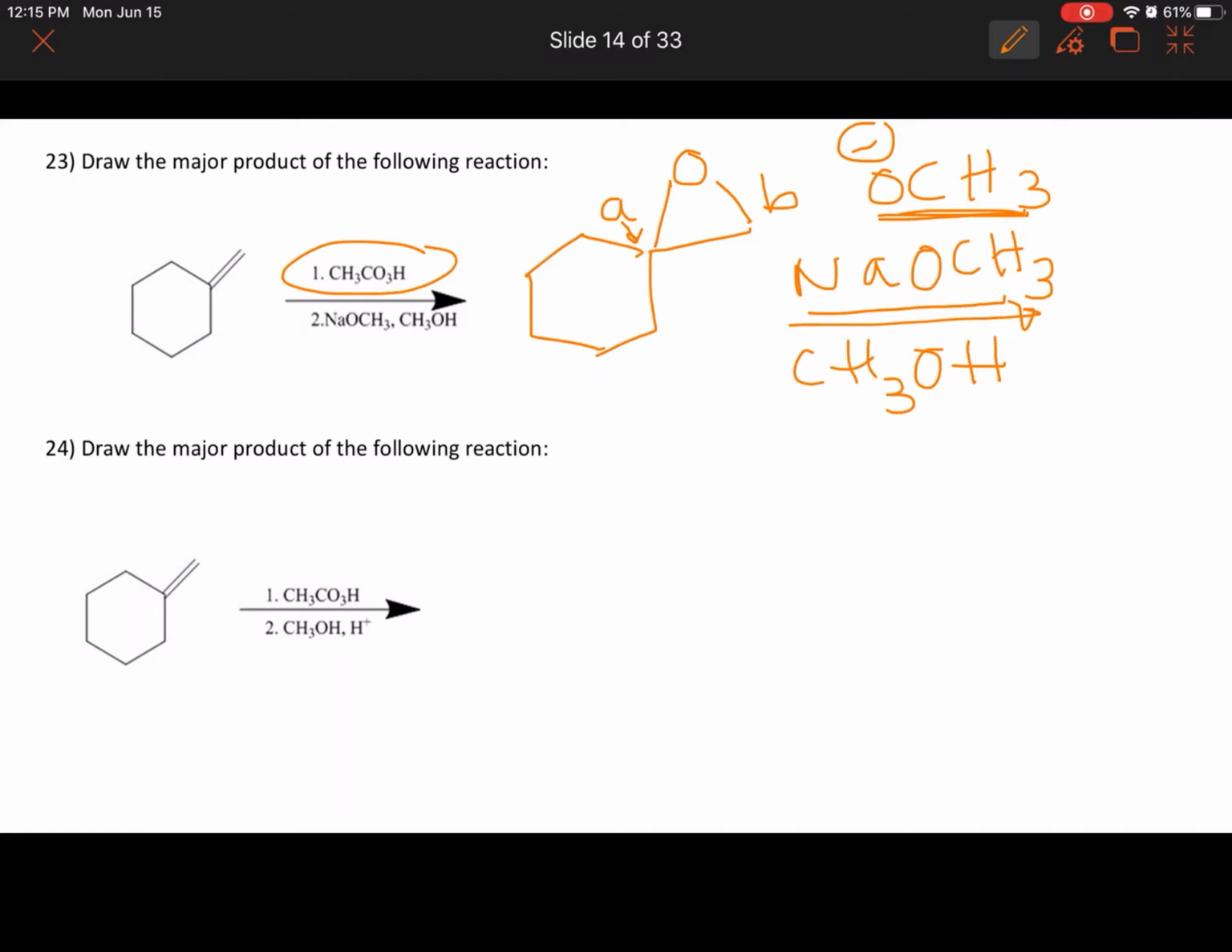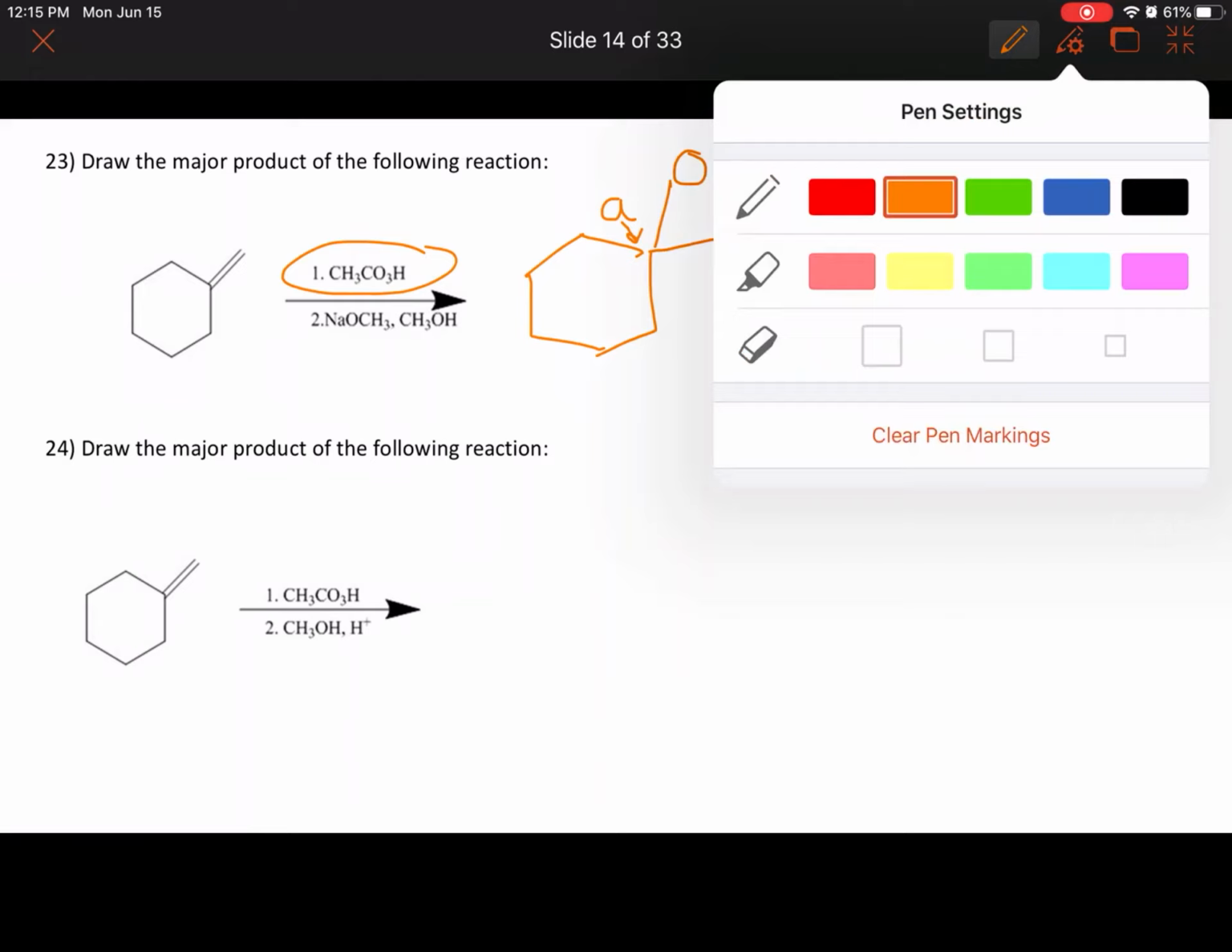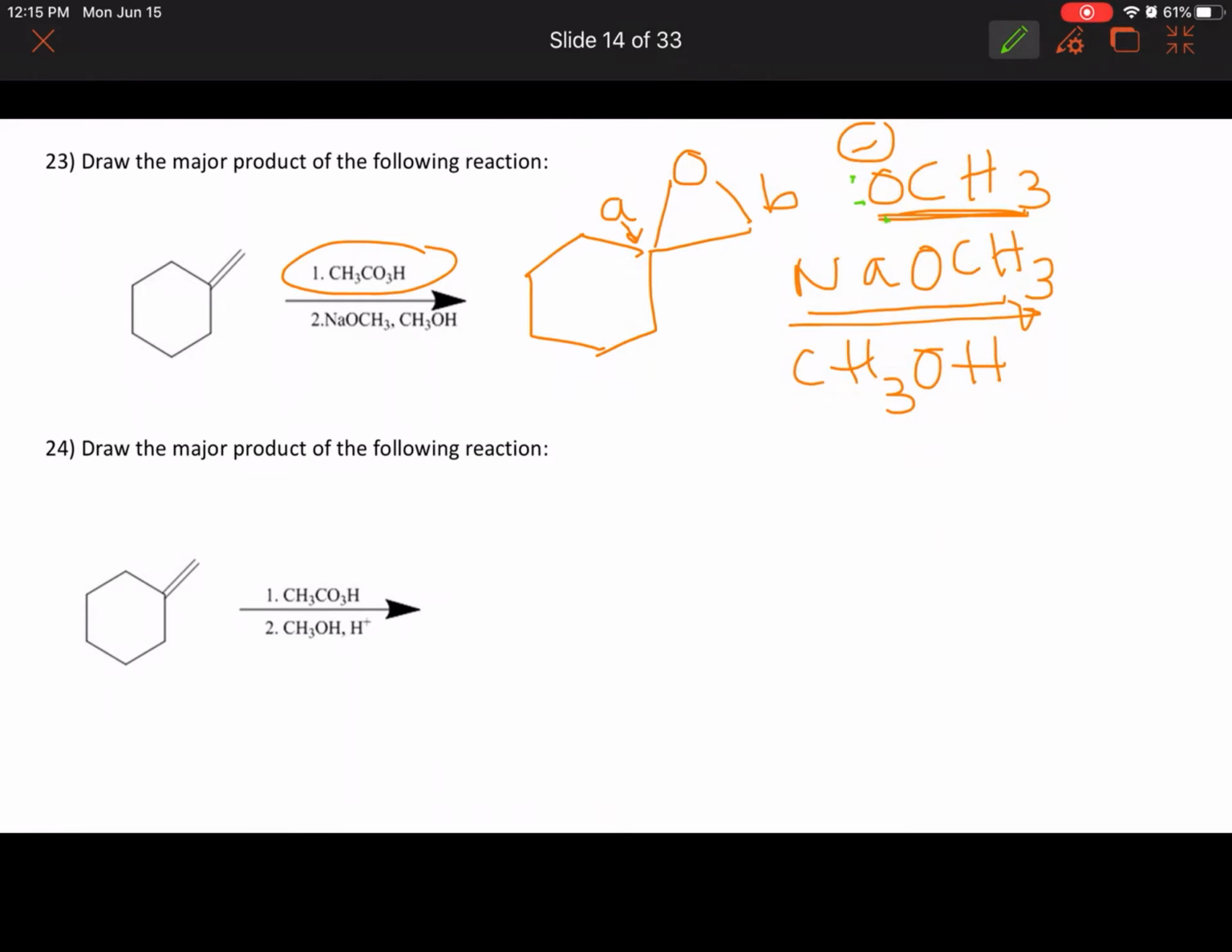It can either go to A or B. A is more hindered, B is more readily available, it is more open. So methoxide ion will now attack A or B. It's going to be B because it's more open. There is no protonation yet. So it would carry OH group on the carbon A, and on the carbon B you will have the methoxy group attached. That's going to be the first step, having oxide anion, and then the second step it would protonate with methanol.